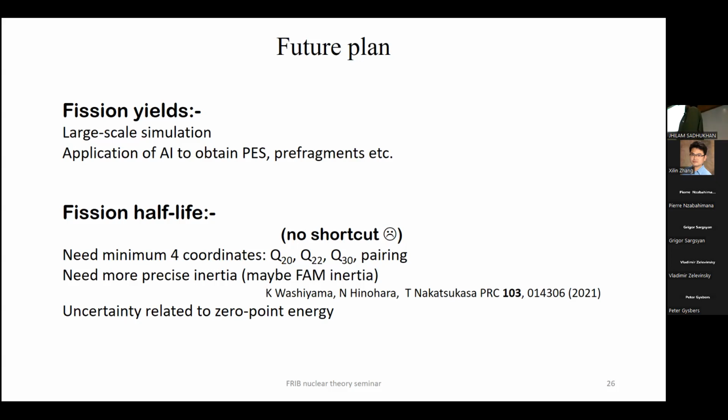So we need to minimize the action integral, at least using these coordinates. Only then can we get the current action integral, and then we need precise inertia to get the action integral, and time inertia will be a possible choice for this. And also there is uncertainty related to point energy in the action integral. So we need to work on the half-life to get it ready for large scale calculation.